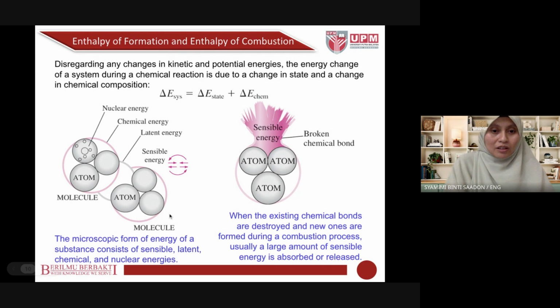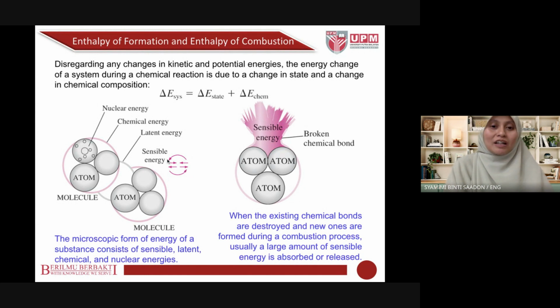Okay, so for example here, the microscopic form of energy of a substance consists of sensible, latent, chemical, and nuclear energy. So these are all the types of energy involved during this chemical reaction. There is nuclear energy, chemical energy, depending on the fuel that we use, latent energy, and sensible energy. Okay, what is latent energy or sensible energy? In simple words, sensible energy is any energy transformation that involves a change in temperature.